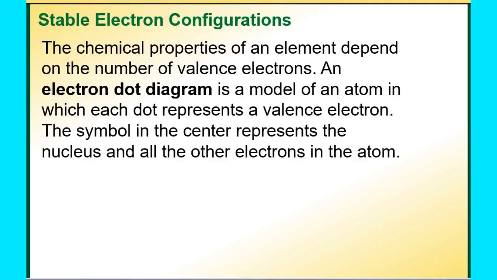The chemical properties of an element depend on the number of valence electrons. An electron dot diagram is a model of an atom in which each dot represents a valence electron. The symbol in the center represents the nucleus and all the other electrons in the atom.